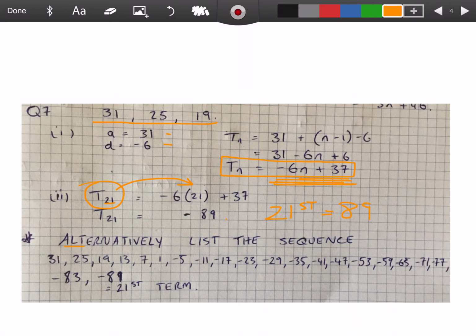As I've written down here, alternatively, what we could do differently, if we didn't want to do it that way, we'd figure out my common difference is minus 6, and you could just list the sequence. So you could just take away 6, take away 6, take away 6, take away 6, take away 6, and keep doing that all the way down until you get to the 21st term. You just count them out, 1, 2, 3, 4, 5, till we get to 21, and we can get our answer as minus 89.